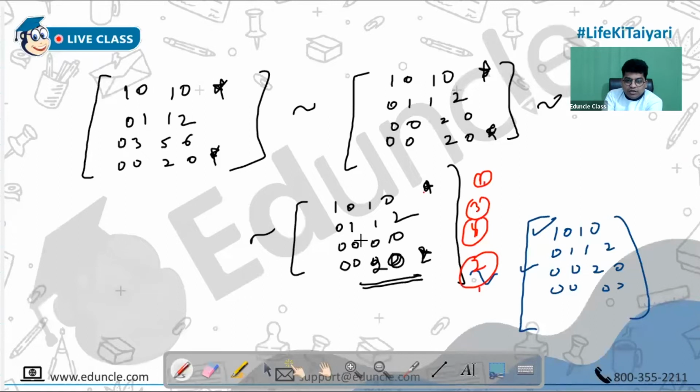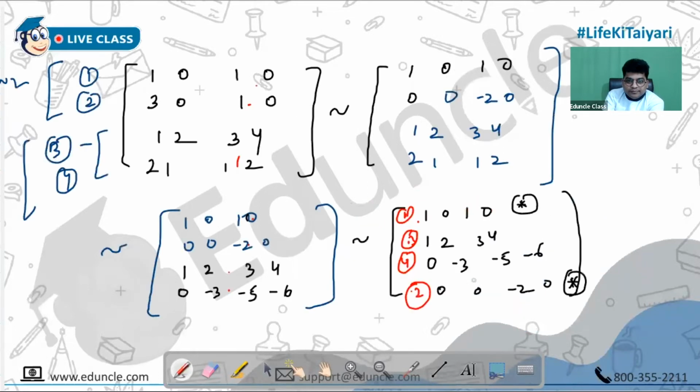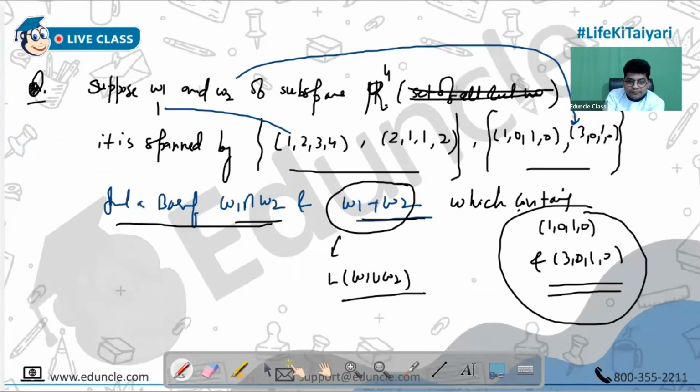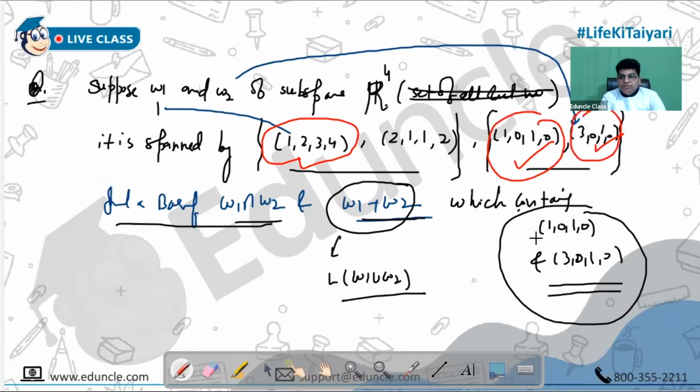So 1, 2, 3, these three are linearly independent, no? So going back, 1, 2 and 3. These three vectors form the basis of W1 union W2. Is it okay?